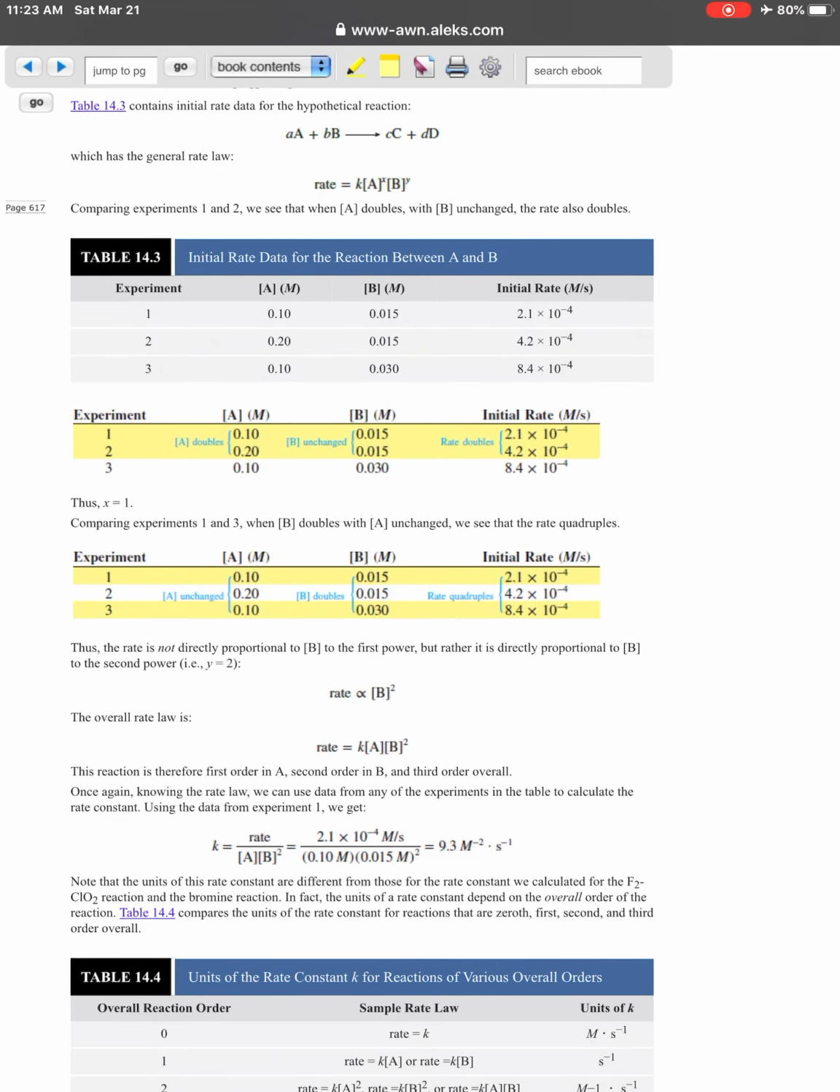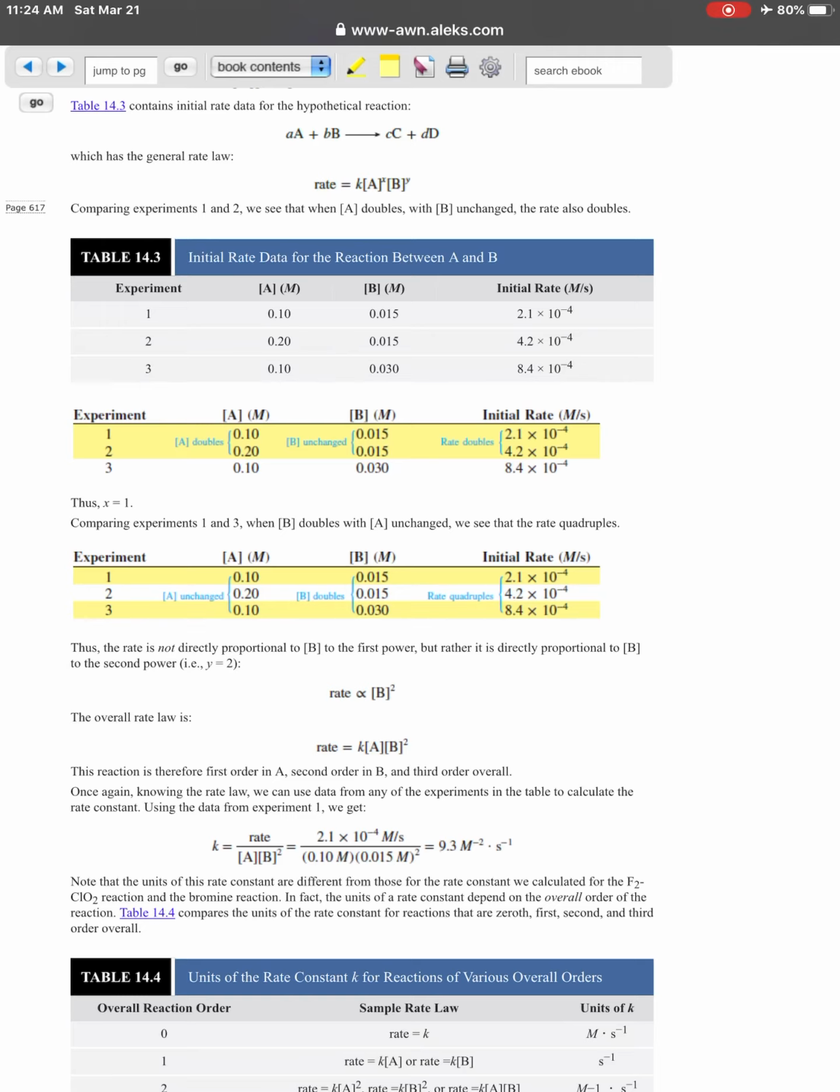Table 14.3 is down a little bit from the equation, but the reaction is aA plus bB goes to cC plus dD, where the coefficients are lowercase a, lowercase b. Again, the coefficients are not necessarily the exponents, x and y, so we can't just write in a and b as the exponents. The general rate law, rate equals K times the concentration of A to the X times concentration of B to the Y.